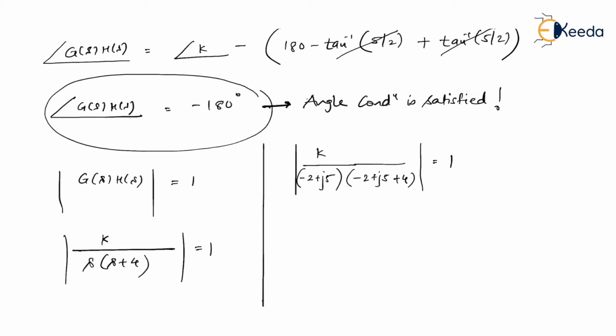Whenever you are taking magnitude, in case it is in the form of a ratio, then take magnitude for numerator also, denominator also. So it is simply magnitude of k upon magnitude of, now there are two brackets, you have to take their magnitudes individually, which is minus 2 plus j5 magnitude, as well as, let us solve this. 4 minus 2 is what? It is 2. So it is 2 plus j5, and this is equal to 1.